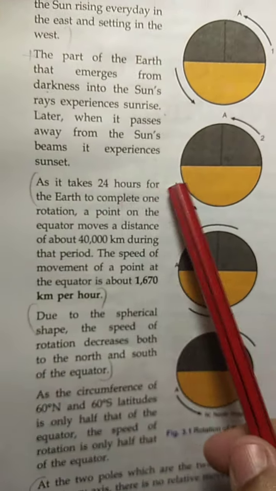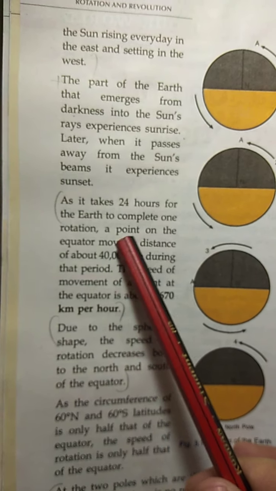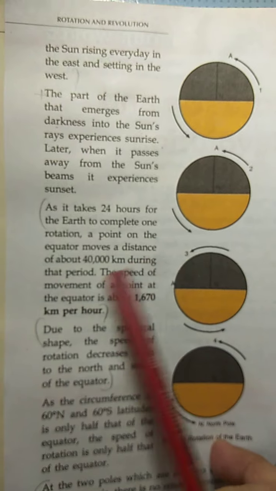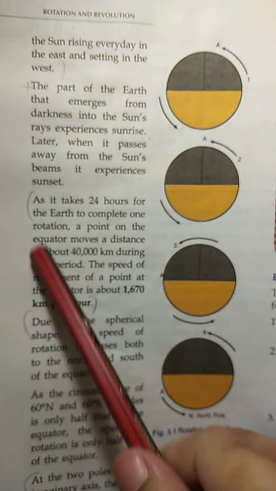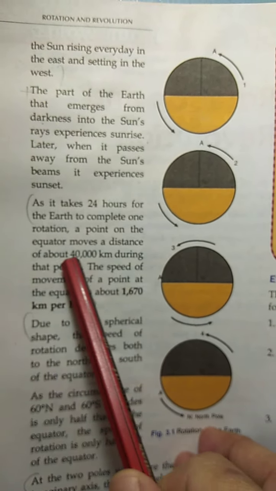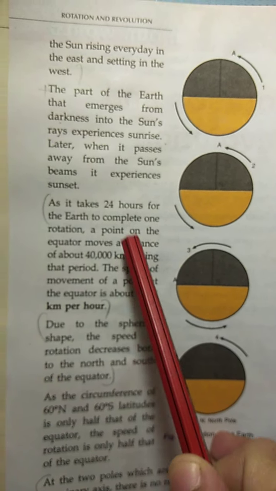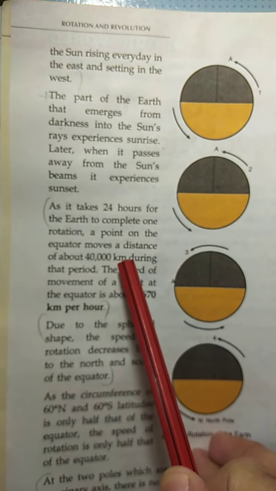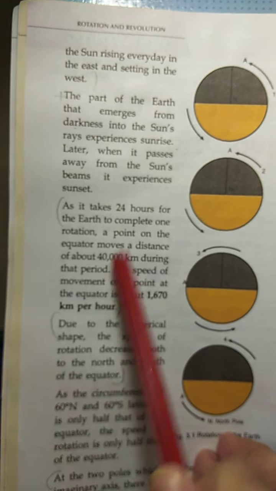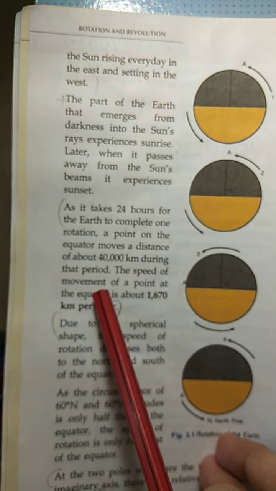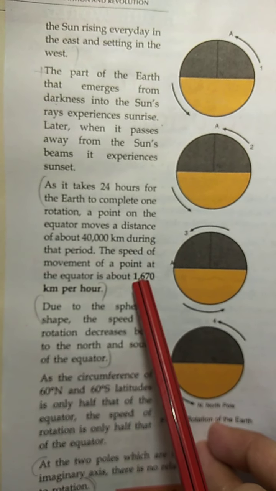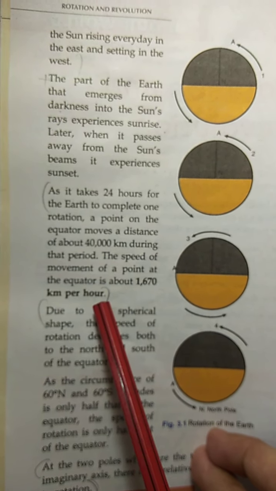As it takes 24 hours for the earth to complete one rotation, a point on the equator moves the distance of about 40,000 kilometers during that period. Now how is this? We know that the circumference of the earth is 40,000 kilometers. So if we take any point on the equator, it would move a distance of 40,000 kilometers during the period of rotation, that is 24 hours. The speed of movement of a point at the equator is about 1670 kilometers per hour.